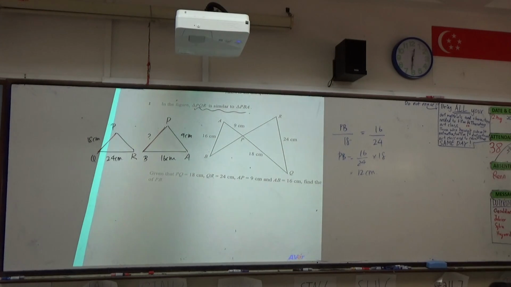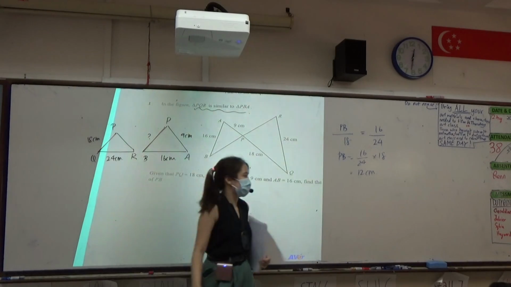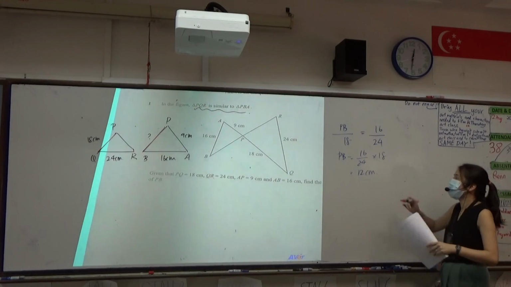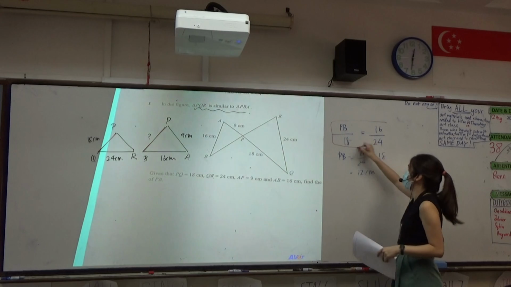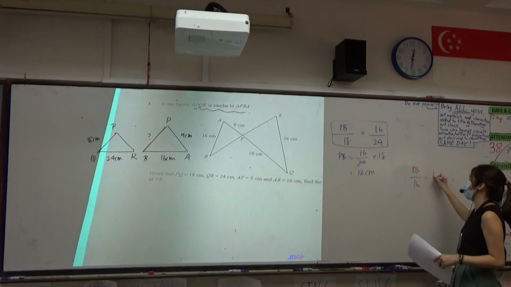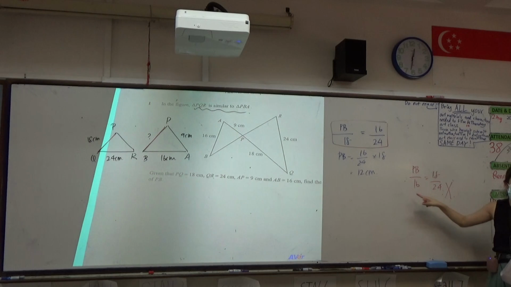Okay, you do notice that there are people in the class who get 12 cm as the answer, but you only get 1 mark rather than the 2 marks. The reason for this is because of the concept that you have over here. I have people telling me PB over 16 equals to 18 over 24. This concept here is not correct because for similar triangles, it must be within the same triangle at the top or at the bottom. It cannot be in the single fraction.